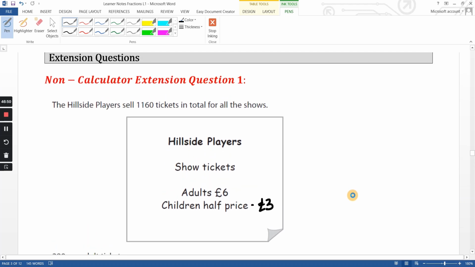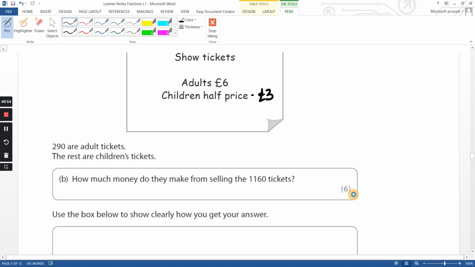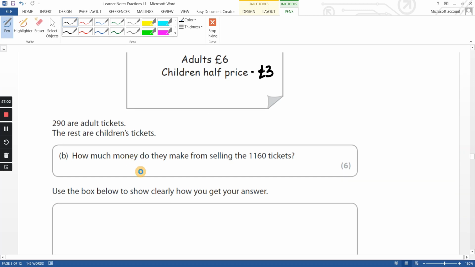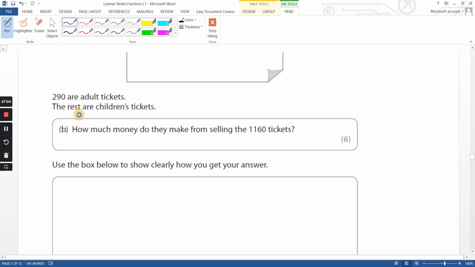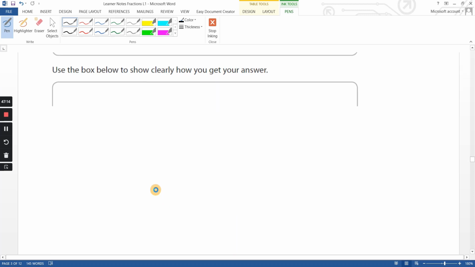Right, okay, so first of all, there's only adult tickets and children's tickets that are sold. That's what they're saying. So we can very easily work out how much we get from adult tickets. The rest, we'll deal with that later. Yeah, the rest are children's tickets. Let's do adult tickets first.